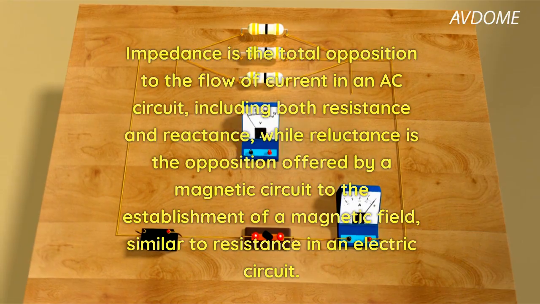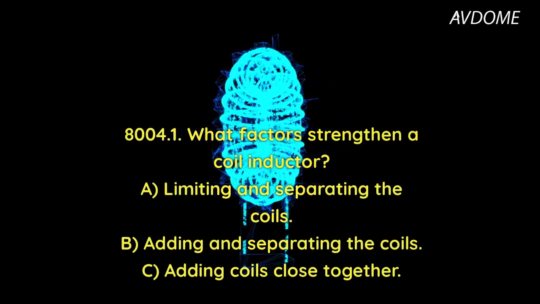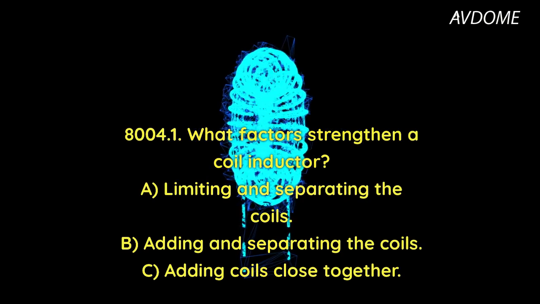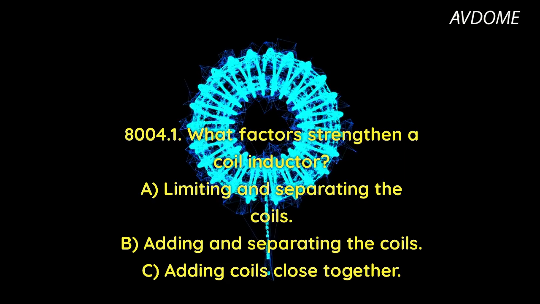8004-1. What factors strengthen a coil inductor? A, limiting and separating the coils. B, adding and separating the coils. C, adding coils close together.